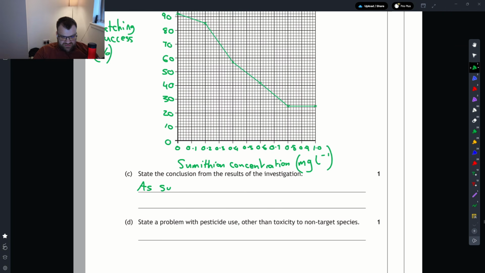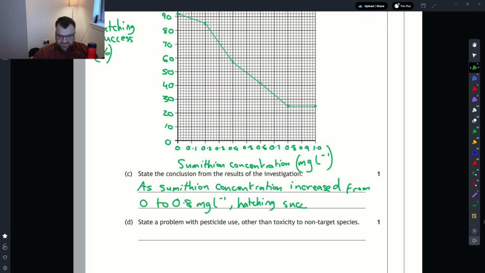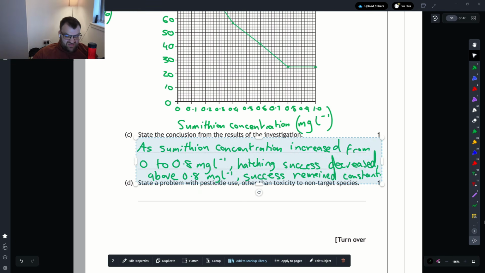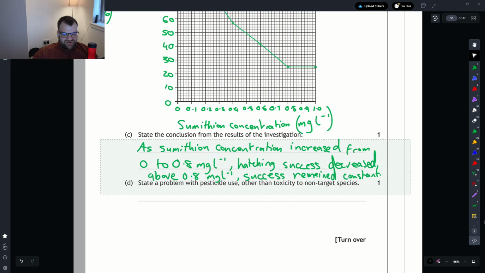So as chemical concentration increases up to 0.8 milligrams per litre, hatching success decreased. And above 0.8, success remained constant. Side note, I always struggle to fit these all in. Now, my writing's fairly big, but people need to read it. What am I doing wrong?